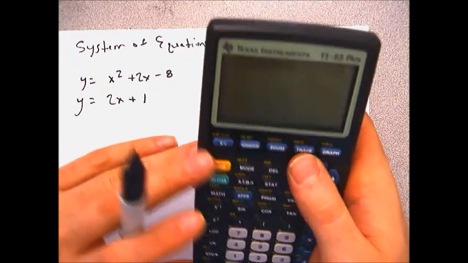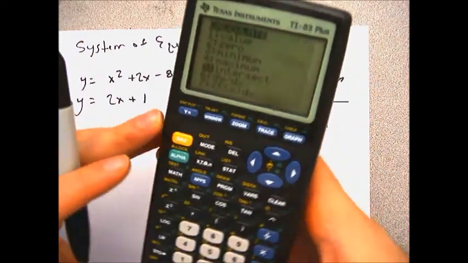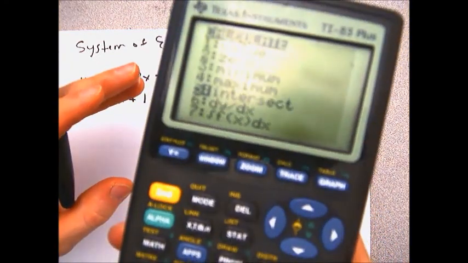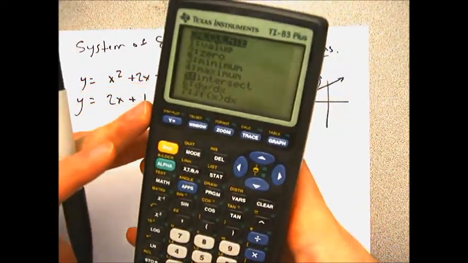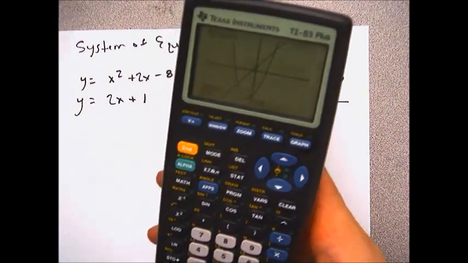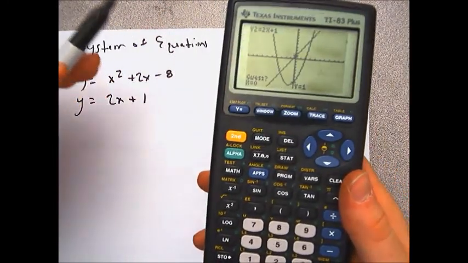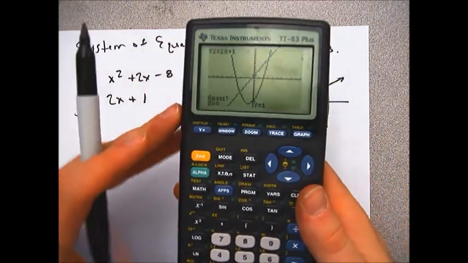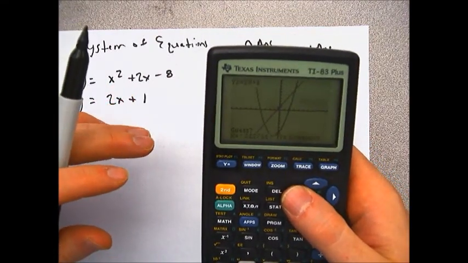So hit second trace, go to calculate. Again, you want to calculate the intersection. Remember, system of equations, you want to do an intersection. So number 5. Again, first curve and second curve don't matter so long as you only have 2 equations graphed at the same time. The guess part now is important.